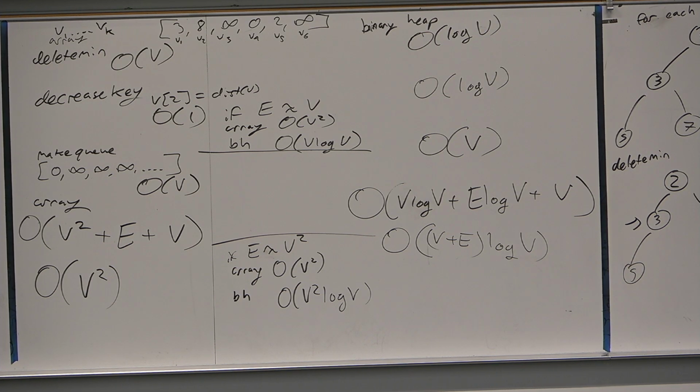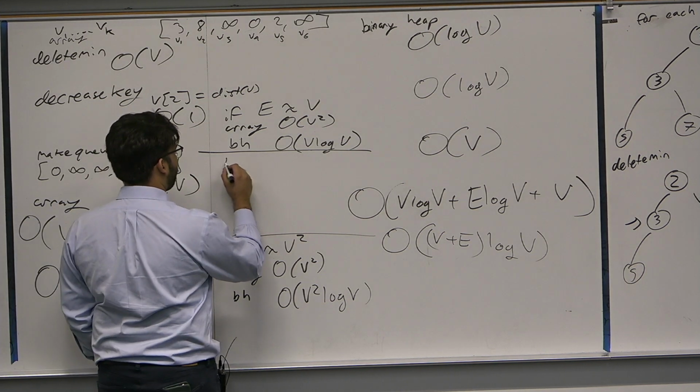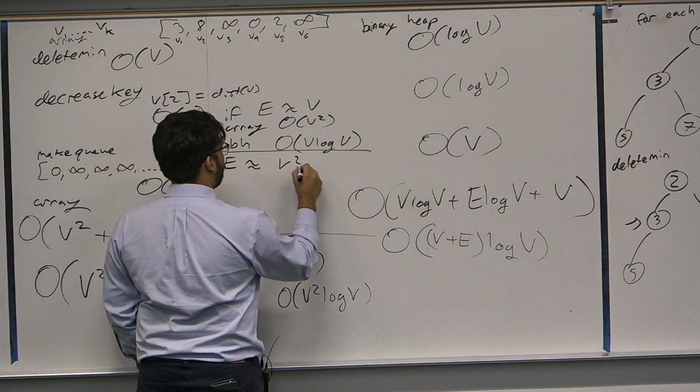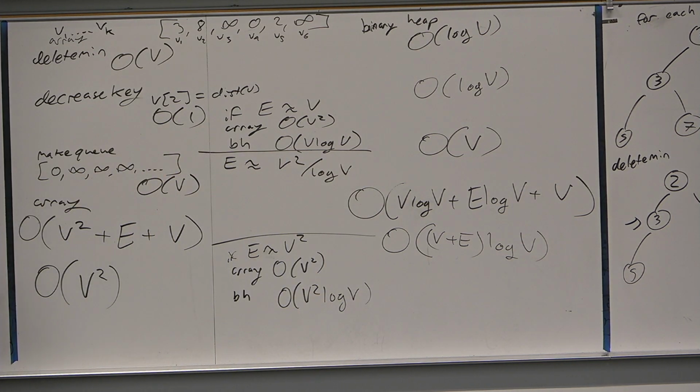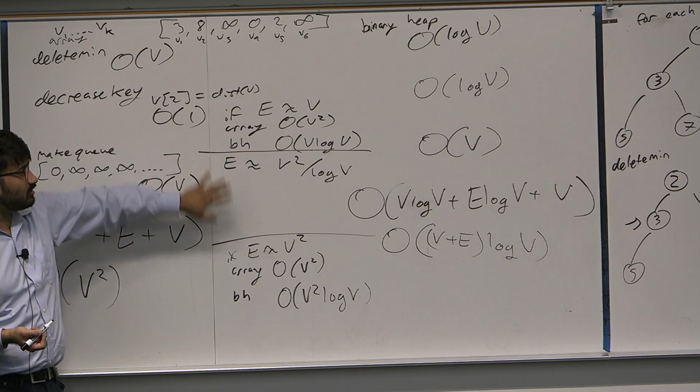Yes? Yeah, E is approximately V squared over log V, right? If it's any less than that, then you'll choose the binary heap, and if it's any more than that, you'll choose the array. Now here's the thing. Most graphs, and we mentioned this already, in practice, overwhelmingly, in every use case you'll ever find them, are going to be sparse. They're going to be closer to here than they are to here.